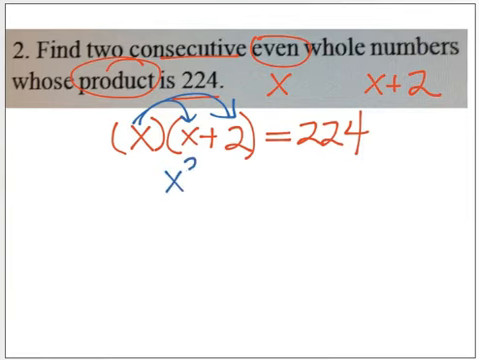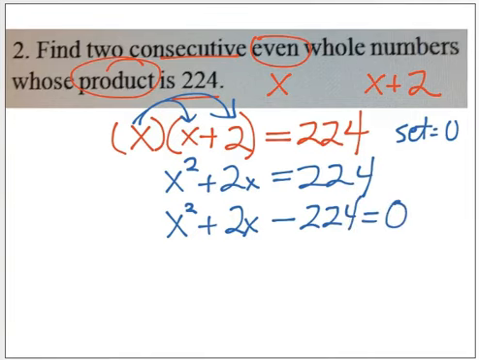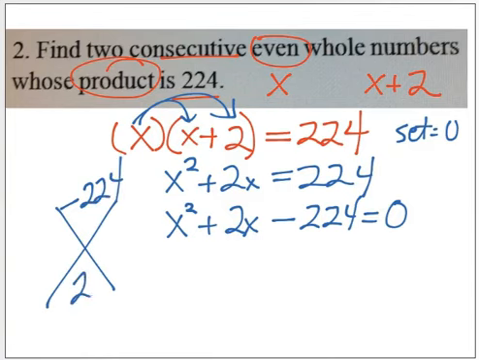So now I need to start working on something that I can use. If I distribute this, I have x squared plus 2x equals 224. And we now realize that this is a quadratic, and a quadratic has to be set equal to 0. So x squared plus 2x minus 224. Now, since it told me this was practice in factoring, chances are I can factor it. So I need something that multiplies to 224 but adds to 2.